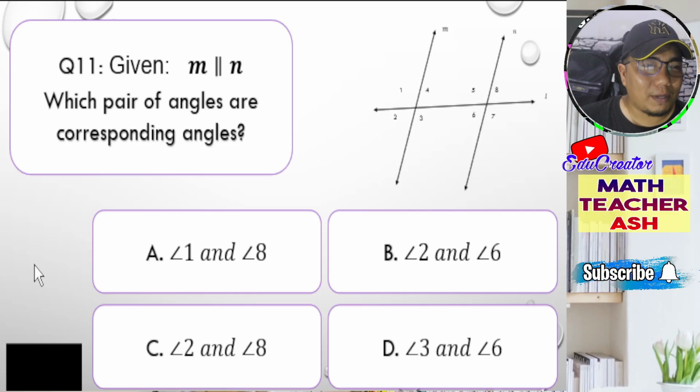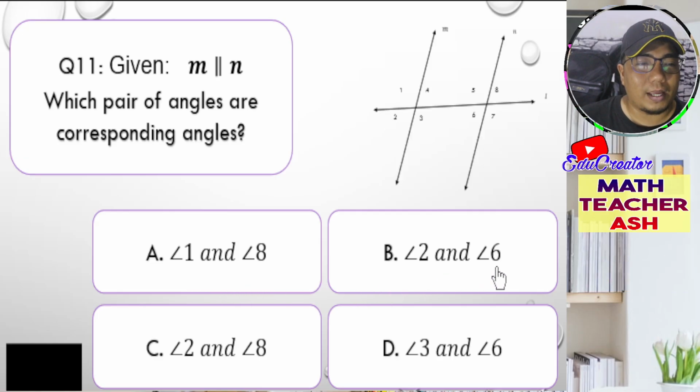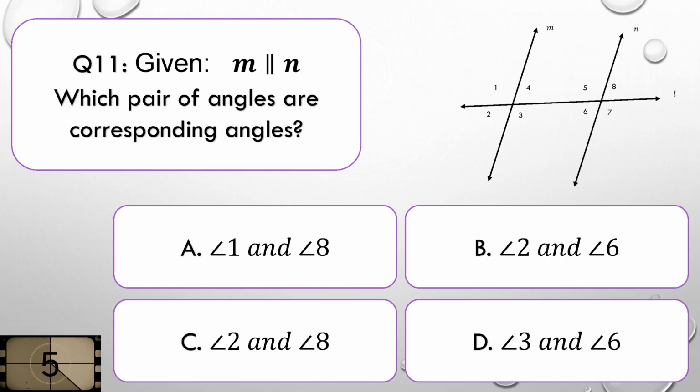Now let us go to question number 11. Given M is parallel to N, which pair of angles are corresponding angles? Okay, so we have here 1, 2, 3, 4, 5, 6, 7, 8. All right. Is it A, angle 1 and angle 8, B, angle 2 and angle 6, C, angle 2 and angle 8, or D, angle 3 and angle 6? I will give you 5 seconds to think about your answer.